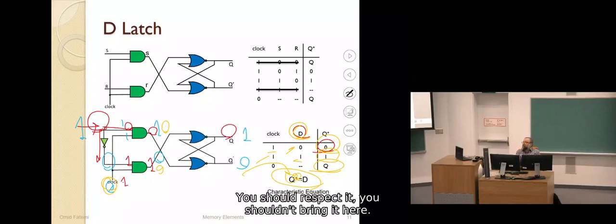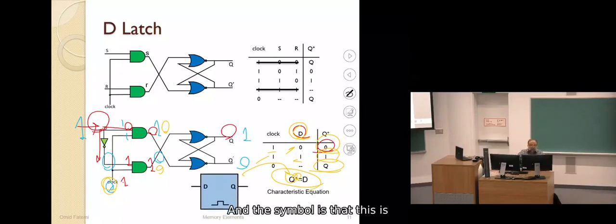So you don't write clock here. Clock, you should respect it. You shouldn't bring it here. Clock is very valuable, but you write about the other things. Q plus is D. Very simple characteristic equation. The characteristic equation of the D latch is Q plus is D. Okay? Questions? And the symbol is that. So this is the data input, and this is the output with a clock.